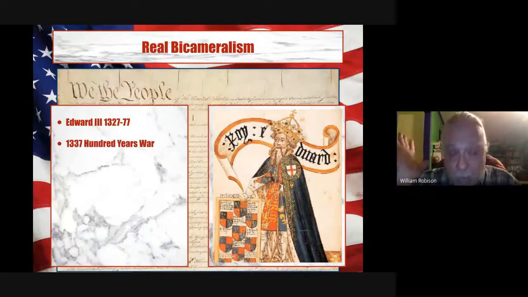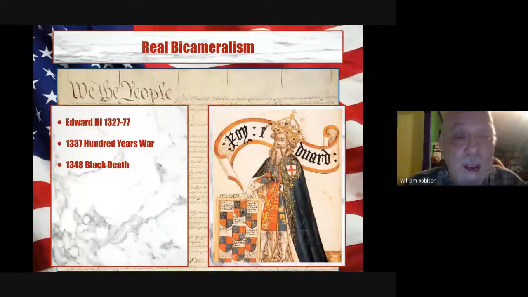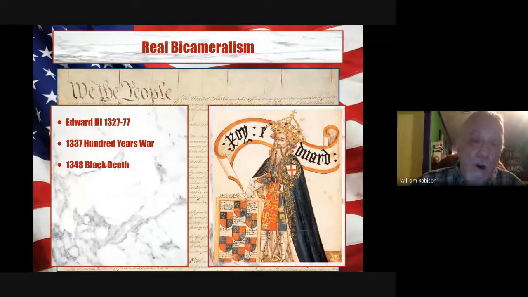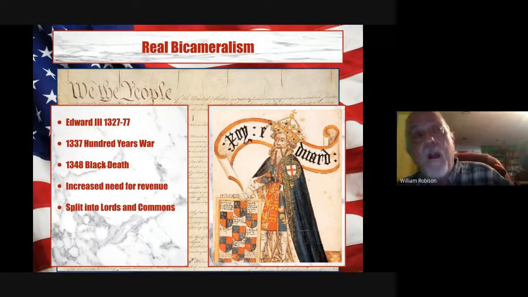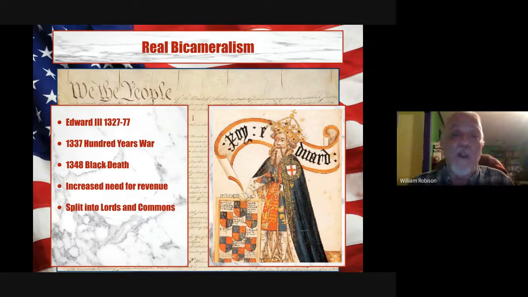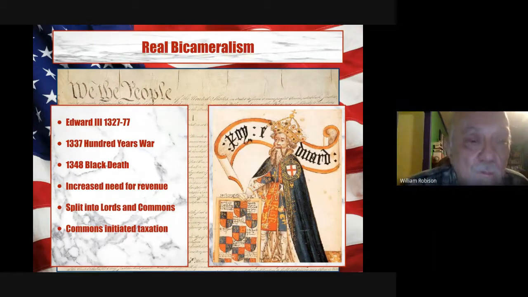Edward III was also constantly at war. He's the one who began the 100 Years' War. He faced a disease disaster that makes our current one look tame by comparison: the Black Death. He had an increased need for revenue, and so he was constantly calling Parliament, and it just became more convenient for the Lords to meet in one group and everybody else, the so-called Commons, to meet in another. And under Edward III, the Commons got the right to be the house that initiated taxation and that appropriated money. This is where money bills came from and still do.